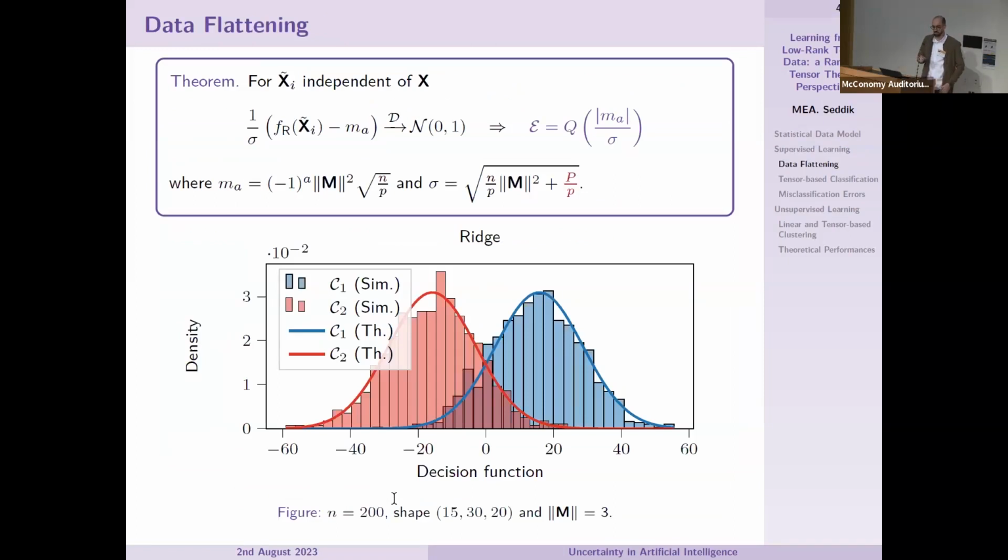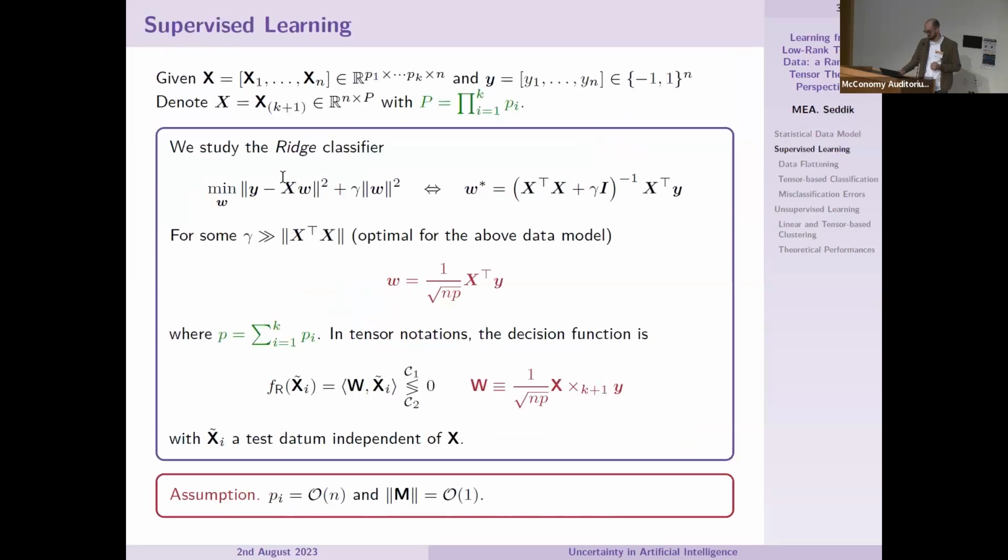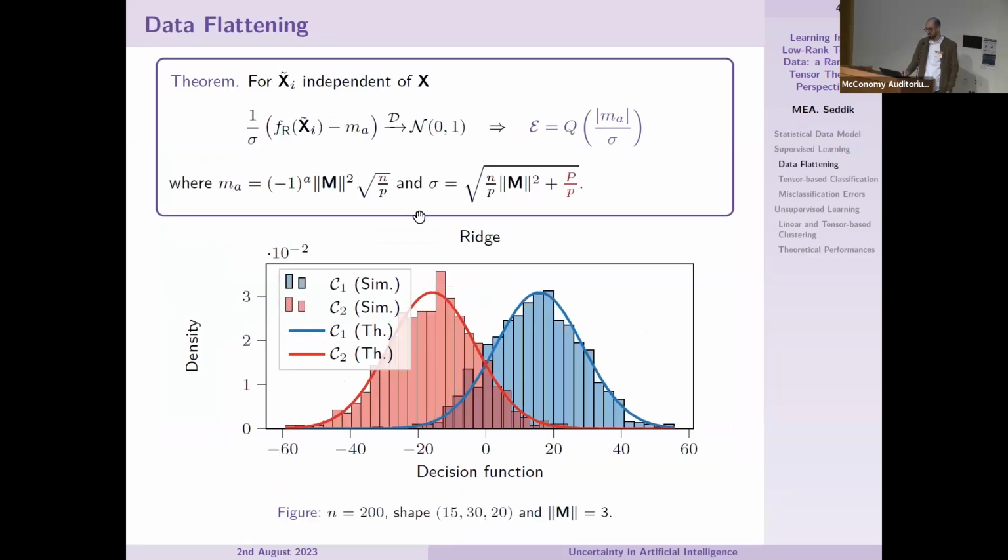Okay, so the first result, which is the very basic result, considers the classifier when we flatten the data. So it's just a ridge classification problem. If you basically just compute W inner product with some new test point, you get that the decision function is a mixture of two Gaussian random variables.